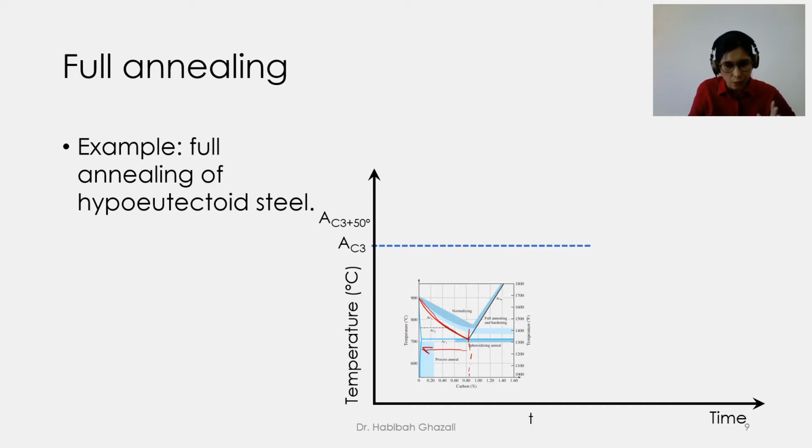Hypoeutectoid steel lies on the left side of the eutectoid composition. To transform it back to austenite, we need to heat it up 50 degrees above this line. So for each composition, we heat it up 50 degrees above that AC3 line. This line we denote as the AC3 line.